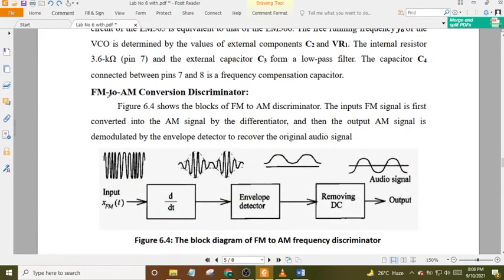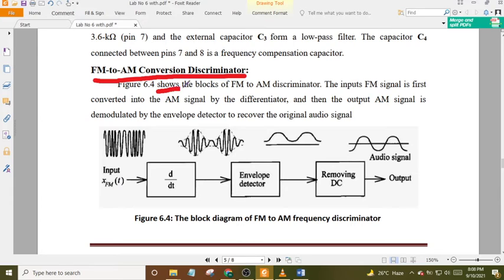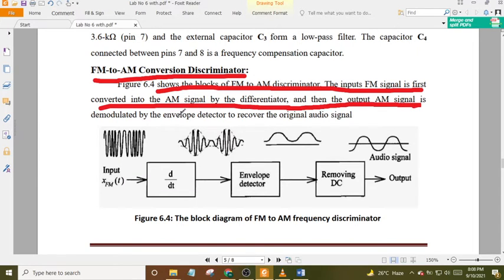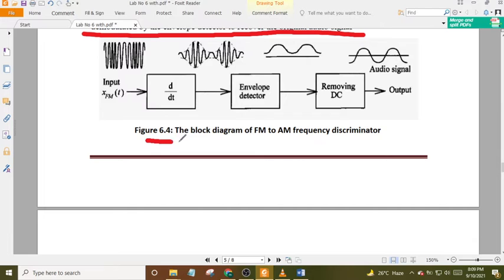FM to AM conversion discriminator. Figure 6.4 shows the blocks of the FM to AM discriminator. The input FM signal is first converted into an AM signal by the differentiator, and then the output AM signal is demodulated by the envelope detector to recover the original audio signal. Figure 6.4 The block diagram of FM to AM frequency discriminator.